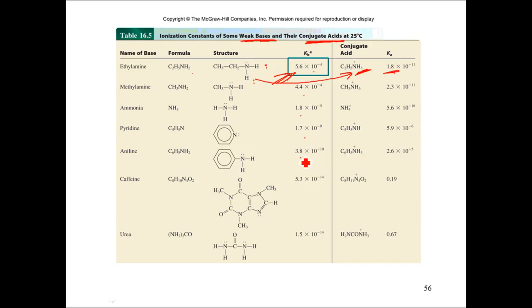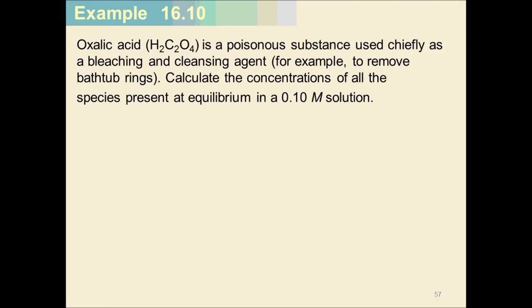Realize on this chart is where we're going to get these Ka and Kb values. On slide 57, oxalic acid, H2C2O4, is a poisonous substance used chiefly as a bleaching agent and cleansing agent, for example, to remove bathtub rings. Calculate the concentration of all the species present at equilibrium in a 0.1 molar solution.